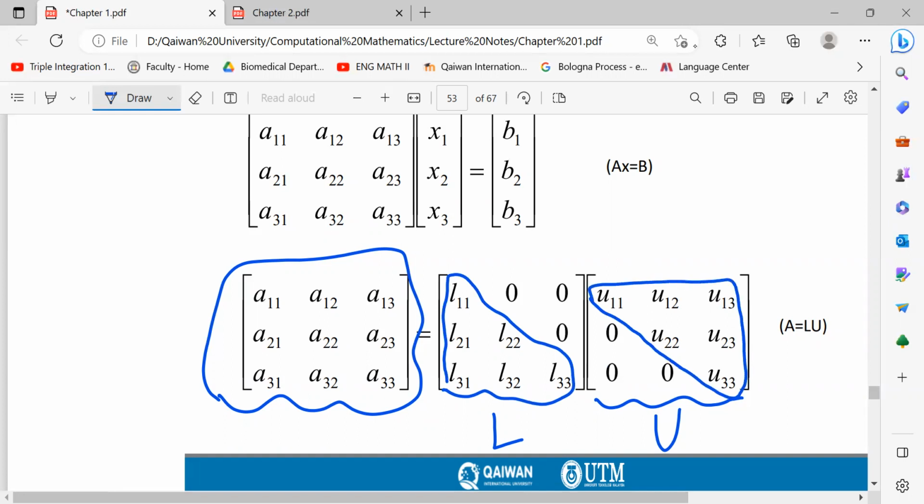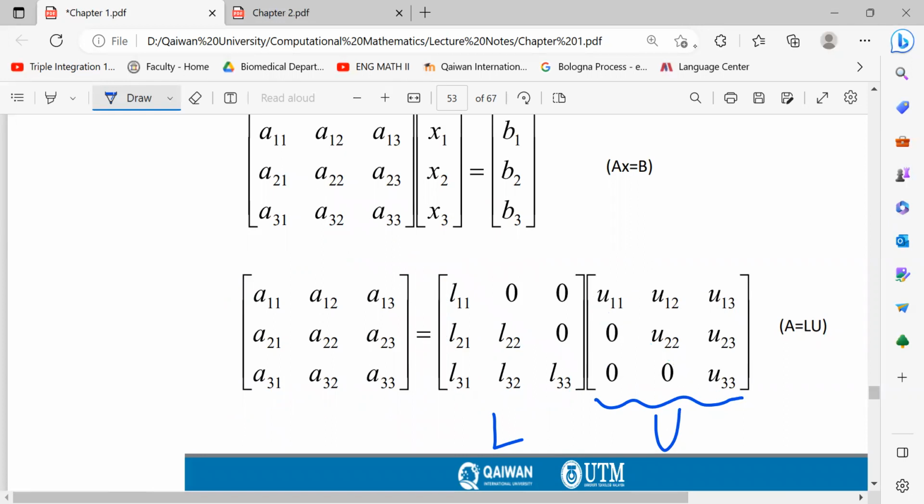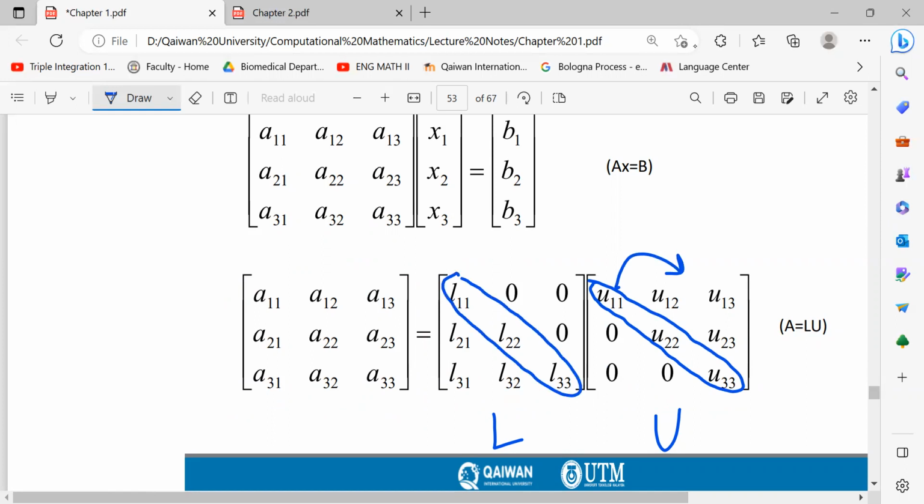Okay? It's only the part above the main diagonal. It's U, and L is the part below the main diagonal. As you see, this is the diagonal here. Okay? It's the diagonal and above for U, and for L it is the diagonal and below.